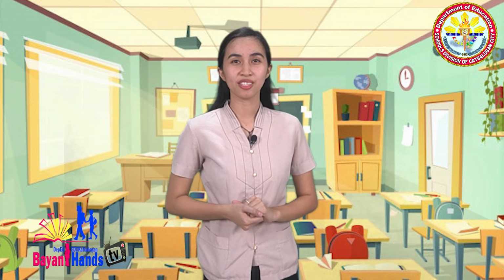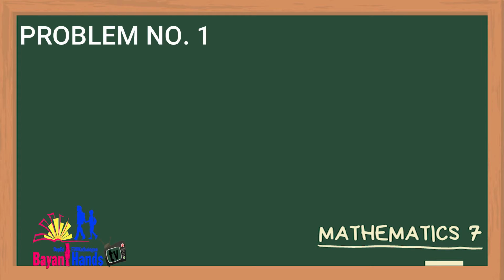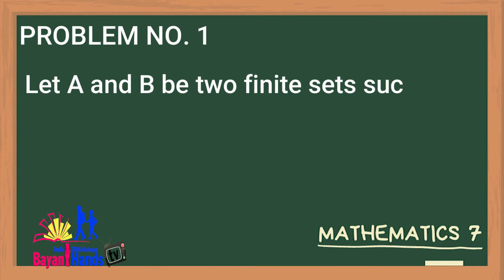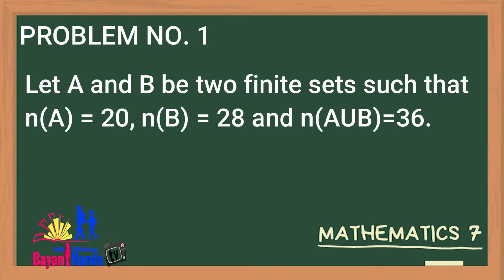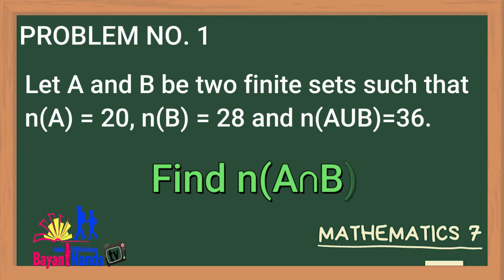Let's discuss first example number 1 found in page 5. The problem states, let A and B be two finite sets such that n of A is 20, n of B is 28, and n of A union B is 36. Find n of A intersection B.